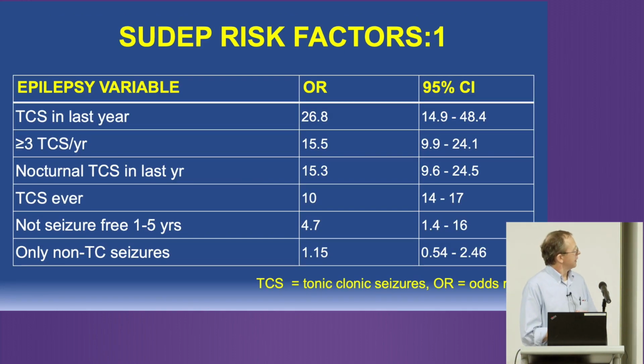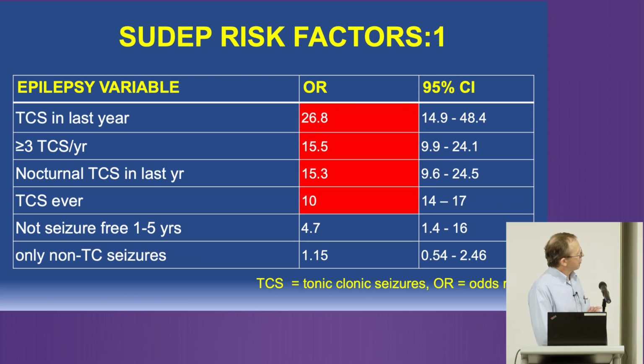This is the data, and as you can see, TCS stands for tonic-clonic seizure. I'm sure you know that. You see tonic-clonic seizures in the last year, three tonic-clonic seizures in the last year, nocturnal tonic-clonic seizures, they all dominate in terms of risk. If I put the next slide on, the ones highlighted in red have what's called an odds ratio. So that's 26 times greater risk of having SUDEP if you've had a tonic-clonic seizure in the last year.